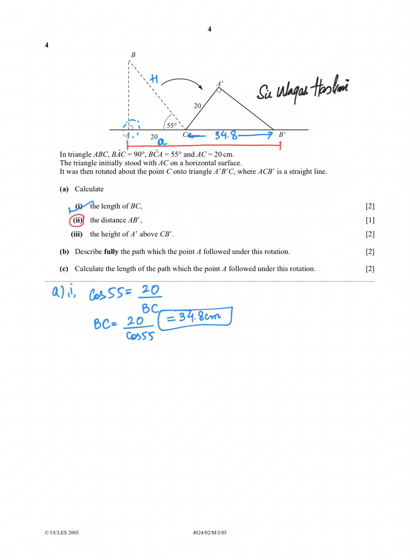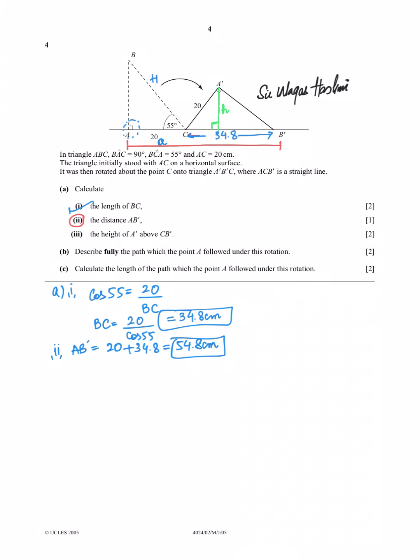So the total length for part 2, the length of AB dash, will be 20 plus 34.8 equals 54.8 centimeter, and that is your answer, right? That is the total length from A to B dash. From A to C 20 is given, and from C to B dash the length is the same as BC. The next part says the height of A dash above CB dash, that means we need to find this height. If I draw the length with green pen, this height we need to find out, right?